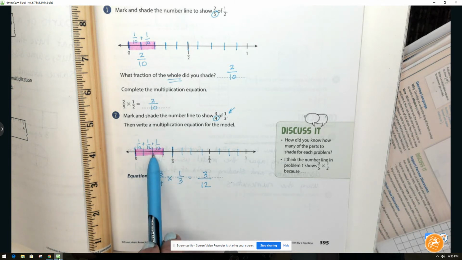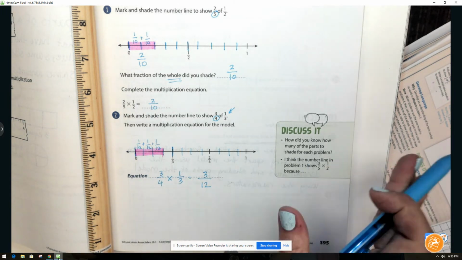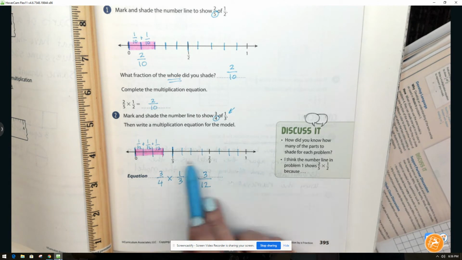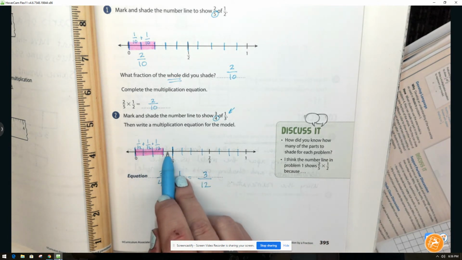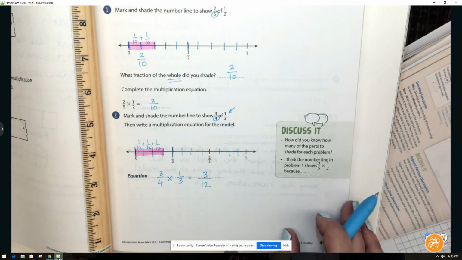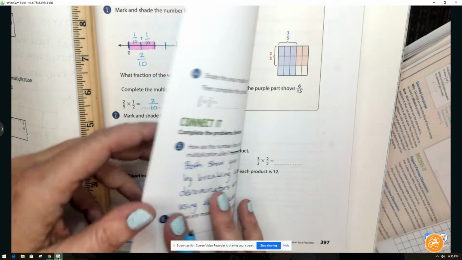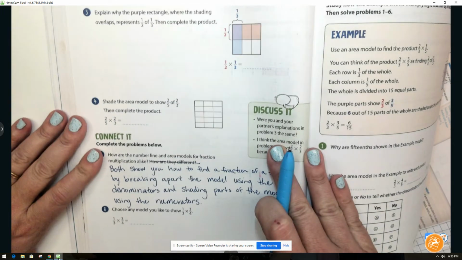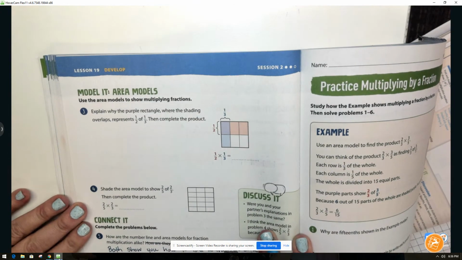3/4 times 1/3 is 3/12. I'm circling the 3/4 when I'm saying it, but that's not 3/4. If I were showing you 3/4, 3/4 would be way down here if we were talking about 3/4. But we're talking about 3/4 of 1/3, which is 3/12. Ooh, I think I just confused myself there. All right, let's go to number 3.